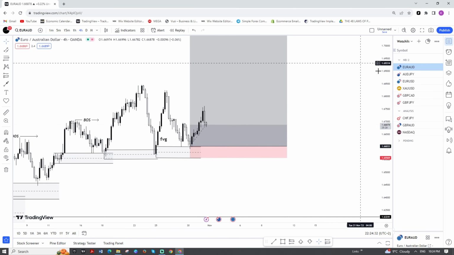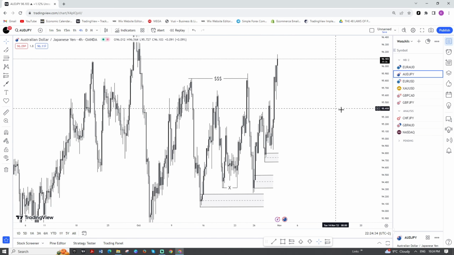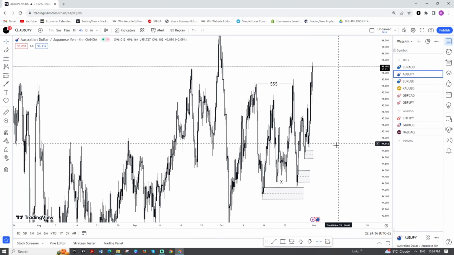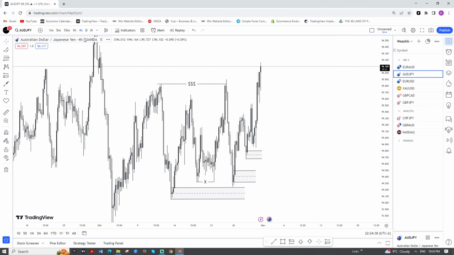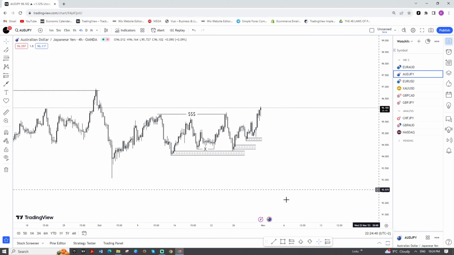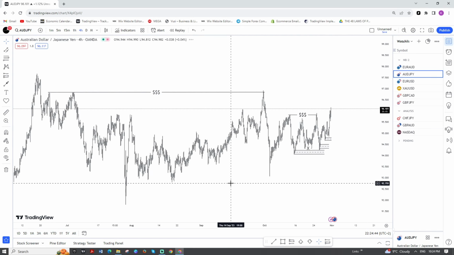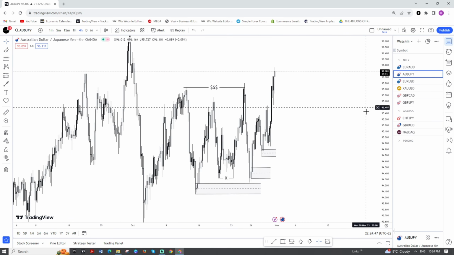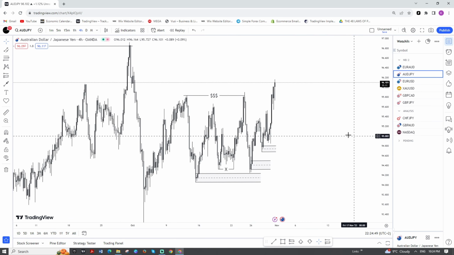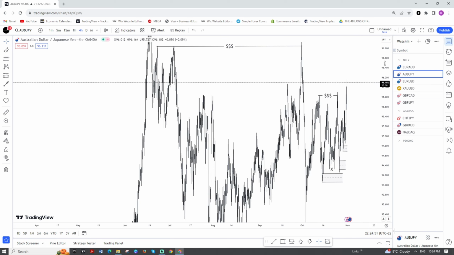The second one I want to go to is the AUD/JPY, guys. I have been analyzing it for a week now, I think for 2 weeks now. I just wanted to see where it will go and how the market reacts, right? So let me just go to a clean chart.